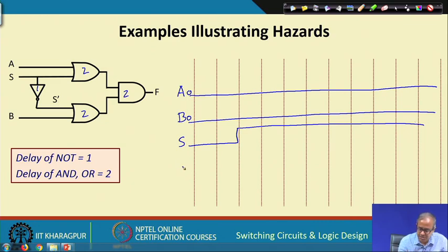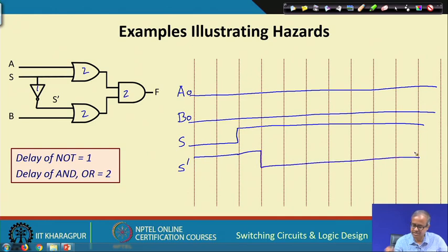So, what will happen to S prime? S prime is the NOT of S and the delay of this NOT gate is 1. So, it will be NOT, but it will not become 0 immediately, only after a delay of 1. These grids I have shown are 1 unit. So, after 1 unit S bar will become 0 and then it will remain 0.